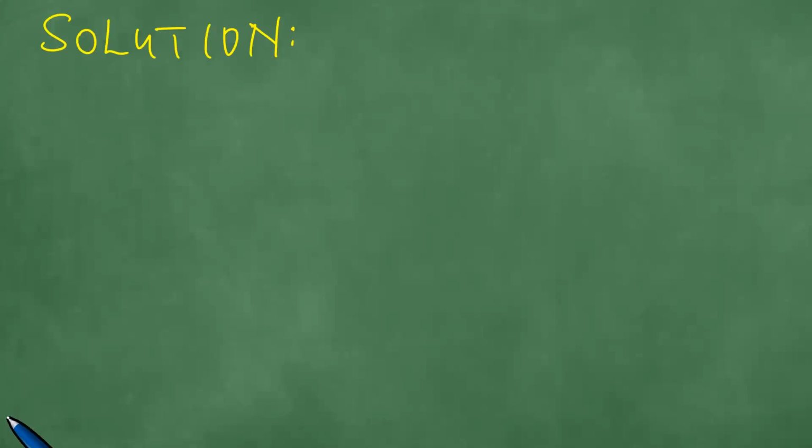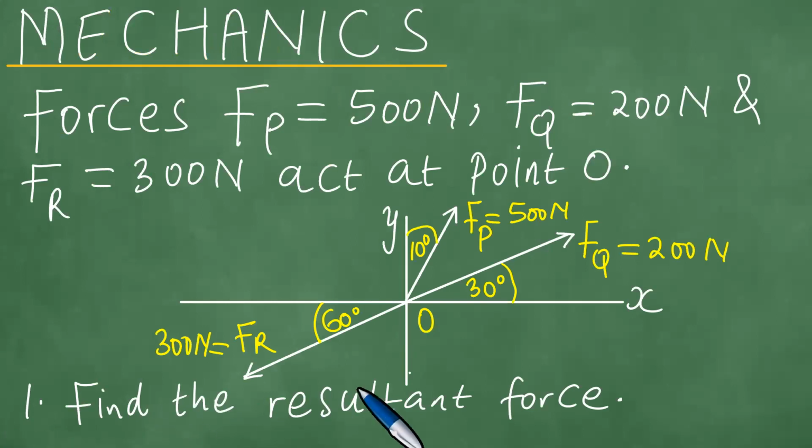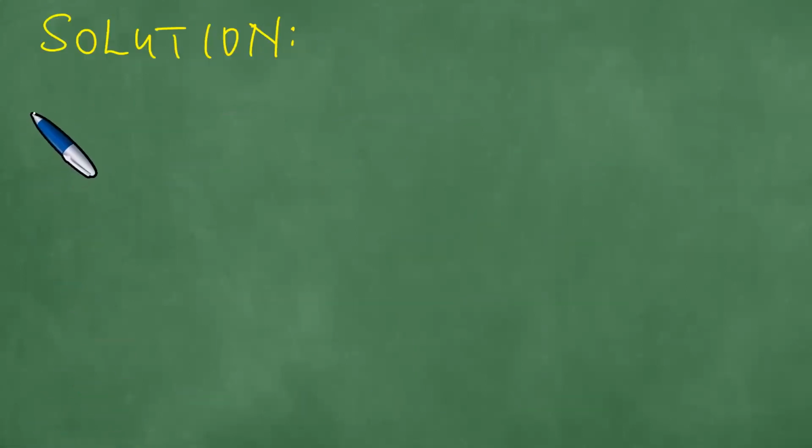What are the forces here? Right, for us to find the resultant force, we need to find a combination of all the forces in the x direction and all forces in the y direction. So the forces in the x direction. So we find the resultant force in the x direction.